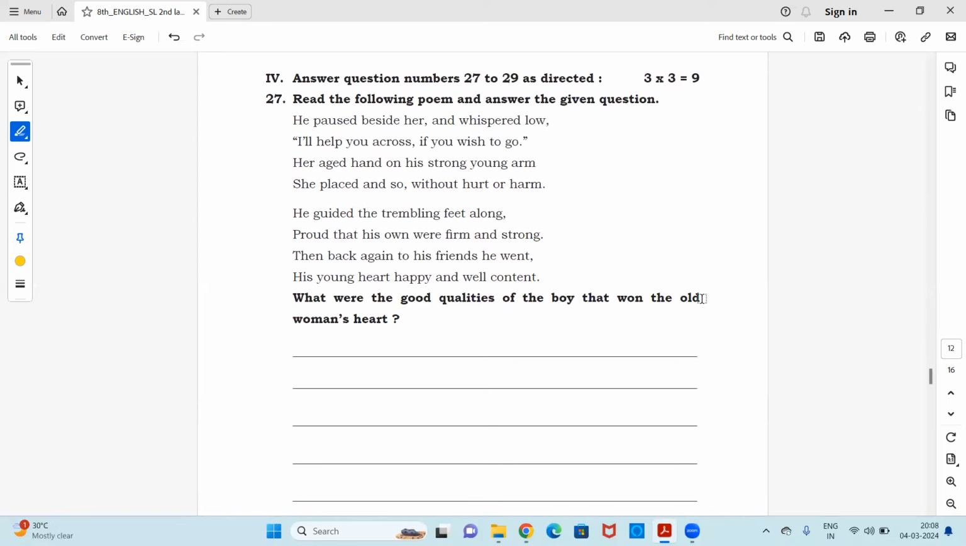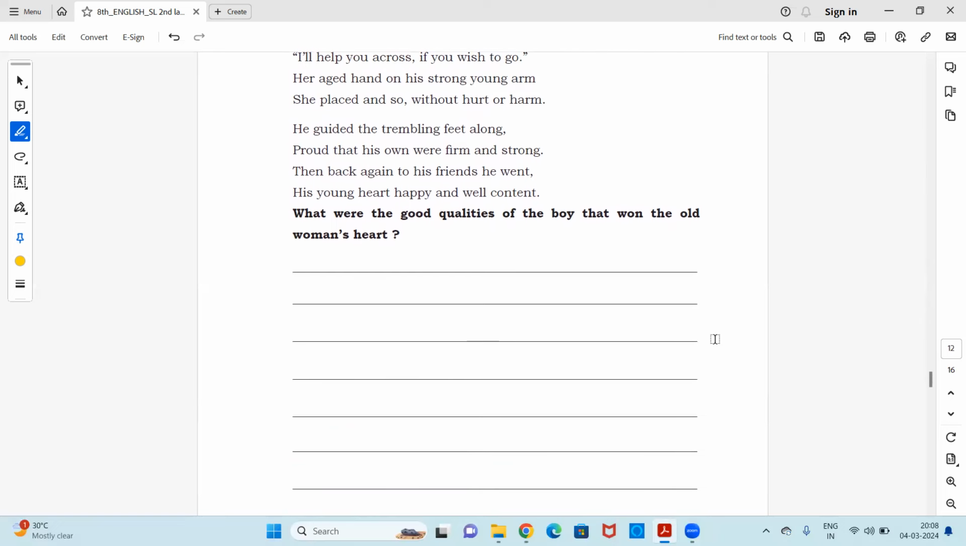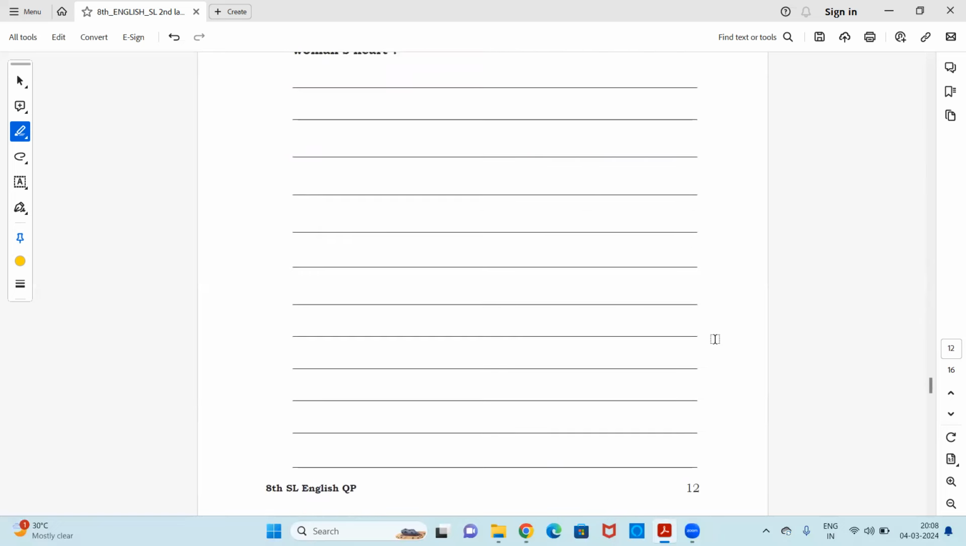Answer the following questions after reading the extract. Okay. You have the poem and then you have to read it and give the answer for it. So the passage, the extract is given here. What were the good qualities of the boy that won the old woman's heart? Okay, so you just have to read it and find the answer and write it. Understand it and then write it.